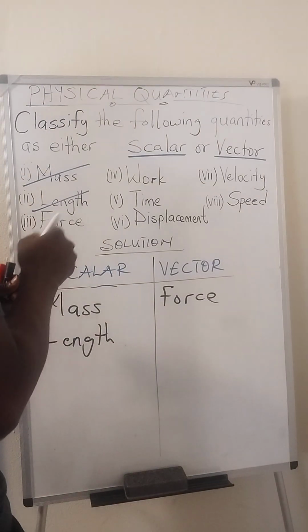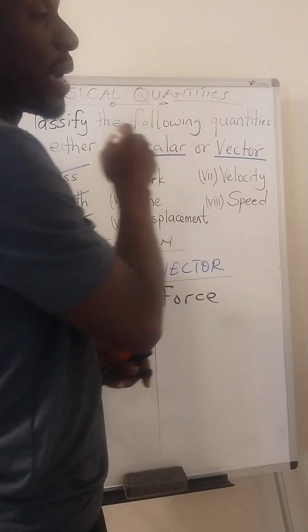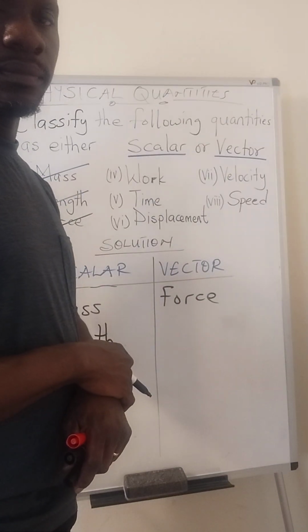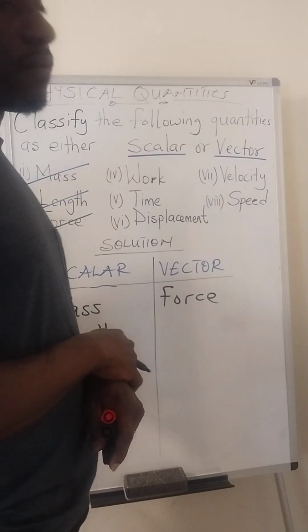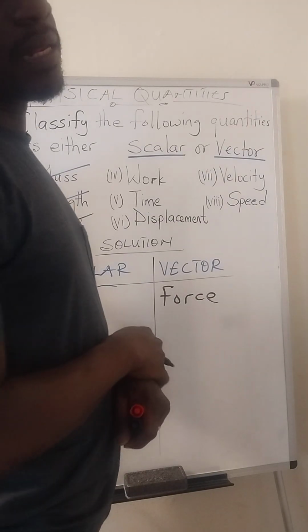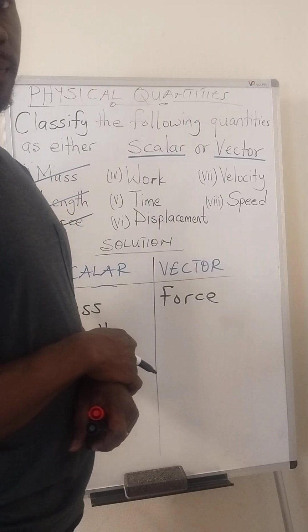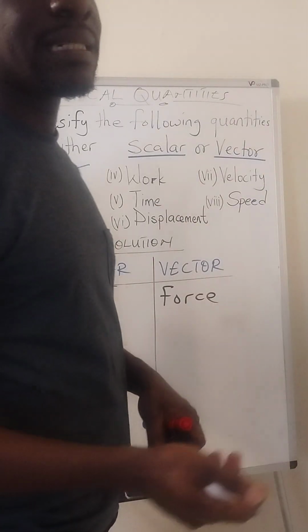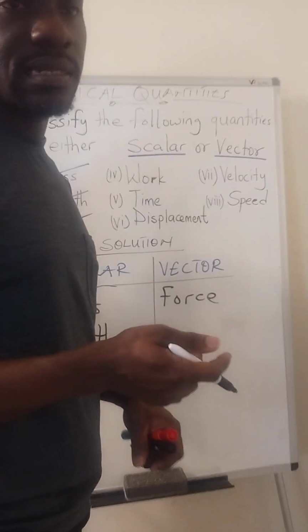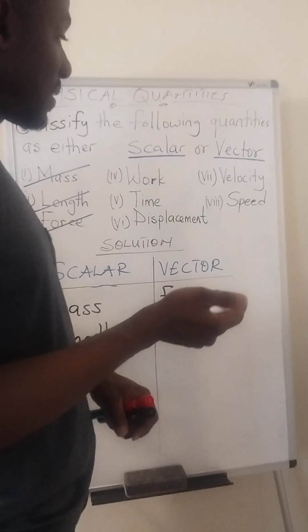Force. Then I cross it out as usual. Then the next one is work. Work can be defined as the force exerted on a body through a distance. It is force times distance. That is work. Force times distance.